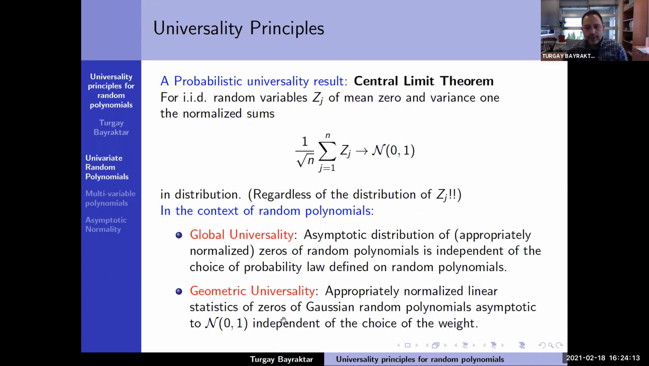This second universality principle is independent of the choice of the weight function. So the idea here is that you change the geometry, but still you get the same limit at the end. And that's why it's called geometric universality. Okay, so I will explain these things in terms of multivariable polynomials.